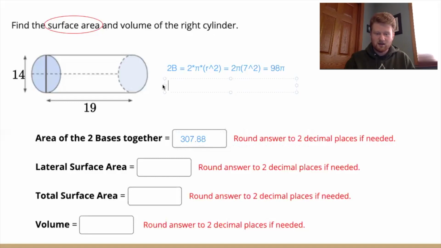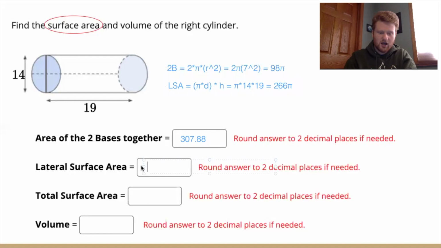So I'm going to write LSA for lateral surface area equals pi times d, pi times diameter, which means circumference. So I'll put that in parentheses just so you know that that's the circumference portion, times your height. And filling in our numbers, we're going to get pi times 7. Oh, excuse me, pi times 14, because we do use that diameter here, times 19. And that'll equal 266 pi, which is a grand total of 835.66.